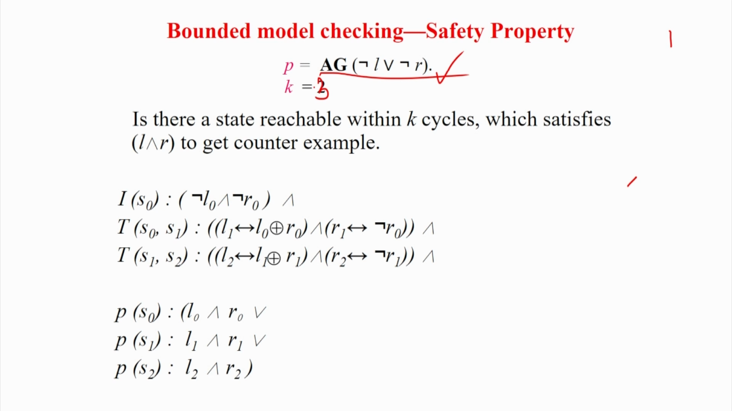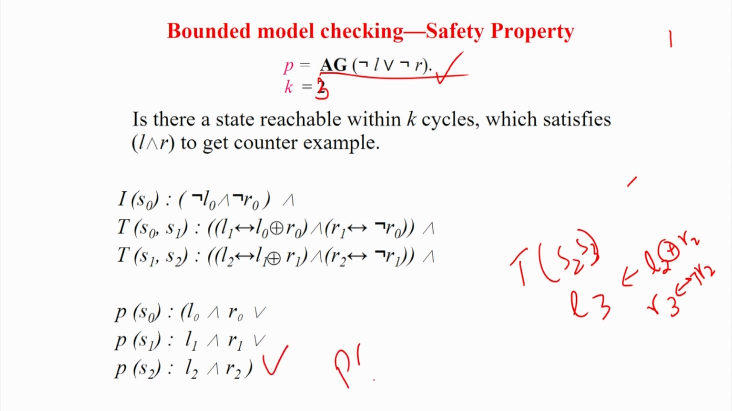So in this case, of course, it's a homework you can try out. There will be another expression called T of S2 to S3, and then this one will be equal to L3 XOR L2 XOR R2, right? And then R3 will be equal to R2 XOR not of R2. And in this case, we will have another one. So this one will be OR, and the P of S3 will be equal to L3 and R3.